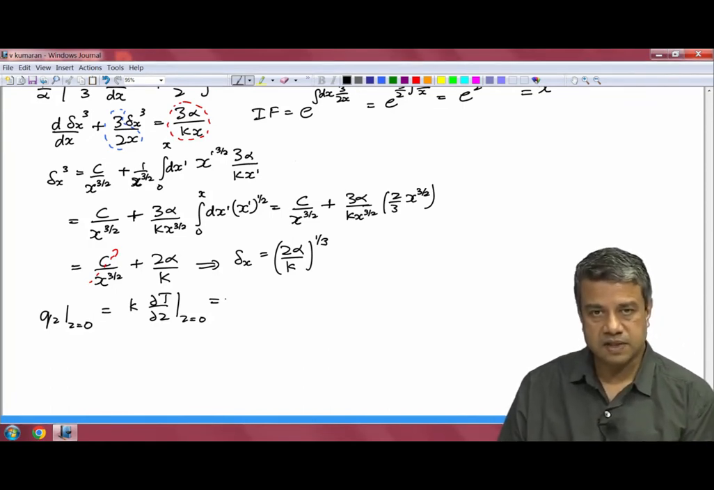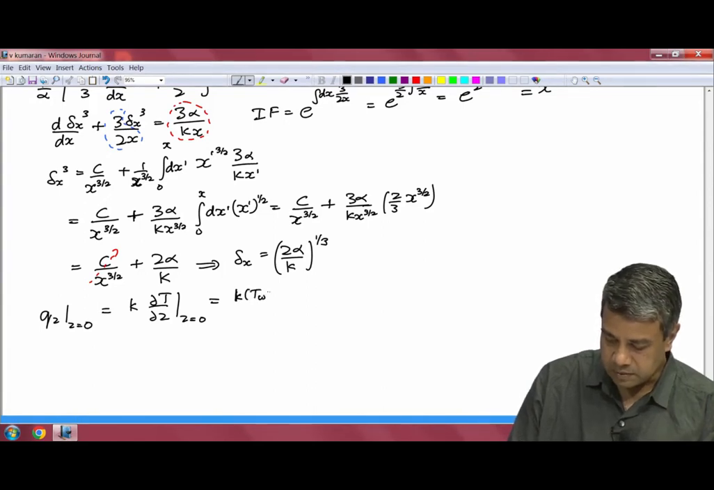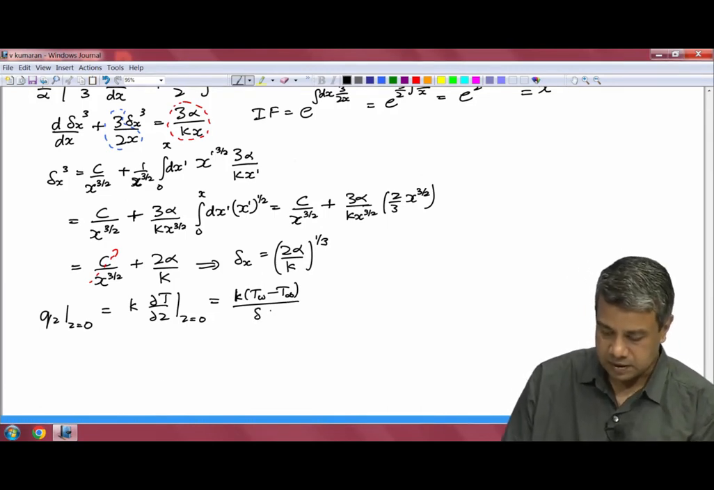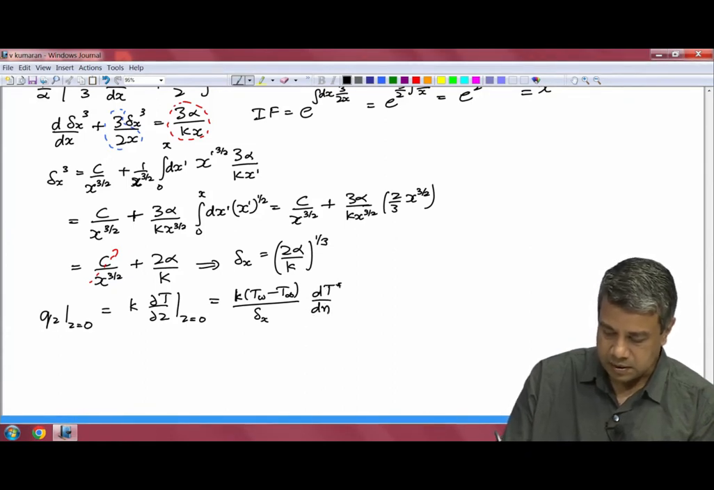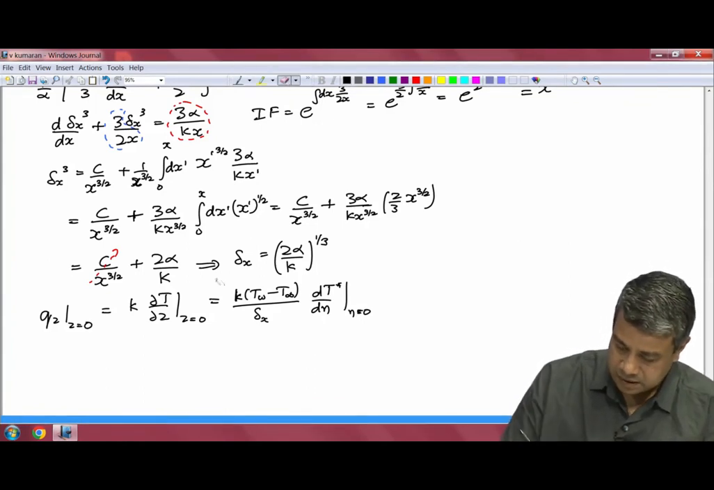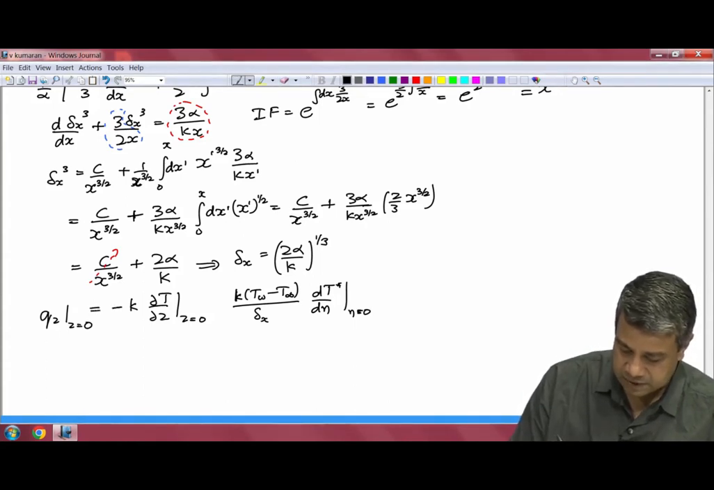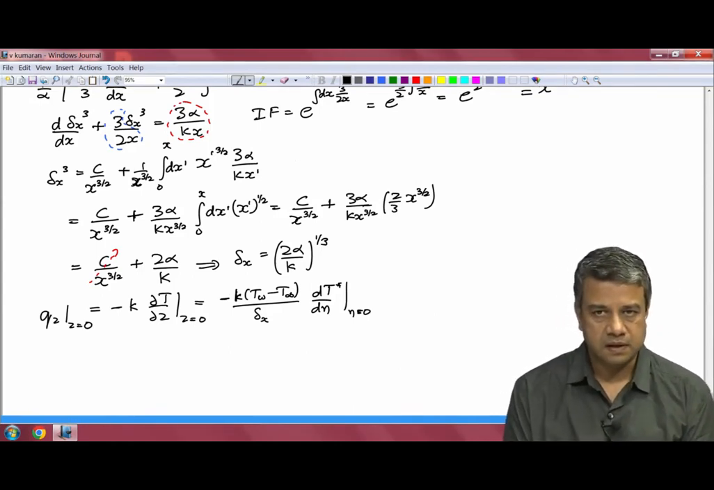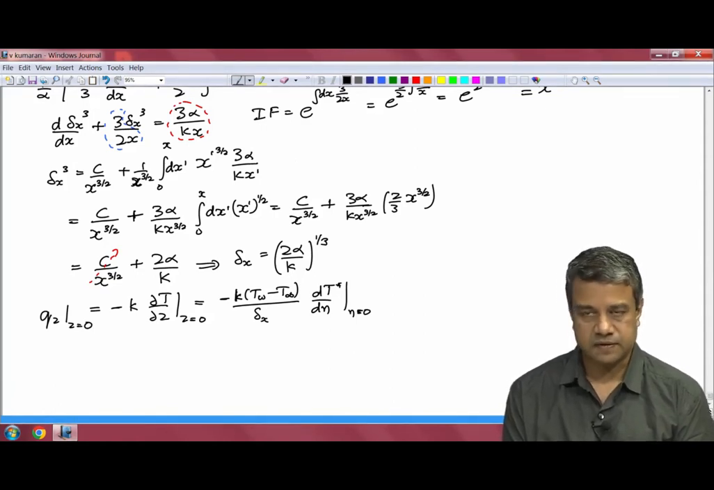Expressed in terms of scaled variables, this is k into T_w minus T_infinity by delta x, dT star by d eta at eta equal to 0. A negative sign I need to put in both cases, because the heat flux is in the direction of decreasing temperature. The heat flux is from a higher temperature to a lower temperature. So, it is in the direction of decreasing temperature. So, I have a negative sign.